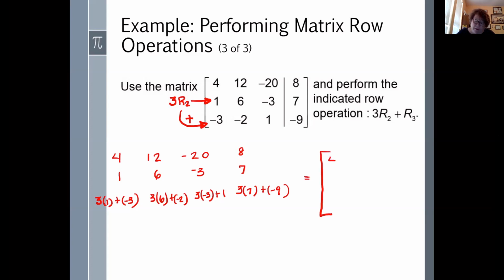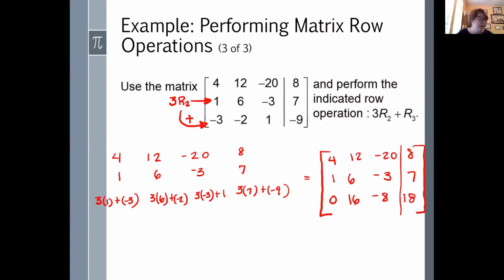Okay, so my first row is the same. Second row is the same. And what's my third row going to be? Well, 3 plus -3 is 0. 18 minus 2 is 16, I believe. -9 plus 1 is -8. And then 27 minus 9 is 18.